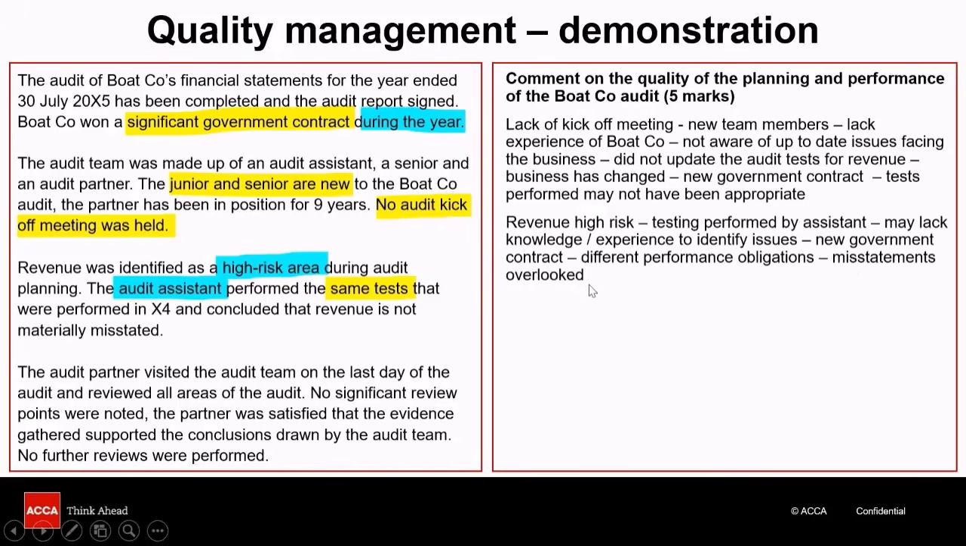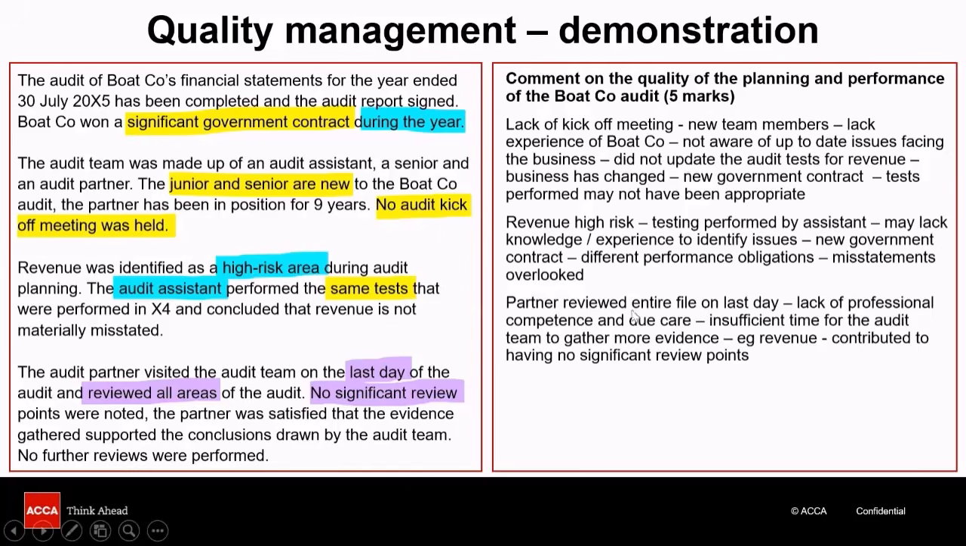All right, that's 2 points planned. Next up, the audit partner visited the team on the last day of the audit, way too late, not enough time for him to be able to address any issues. And he did absolutely everything in one day. He basically whizzed through everything. Poor tone at the top. And he didn't find any, or she didn't find any significant review points.